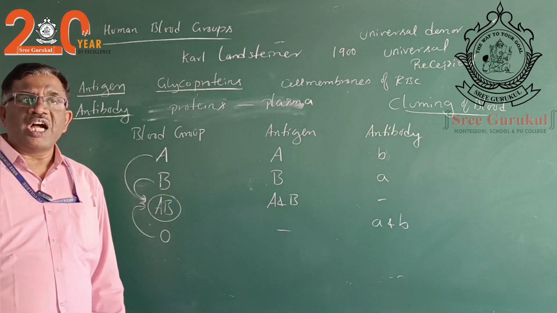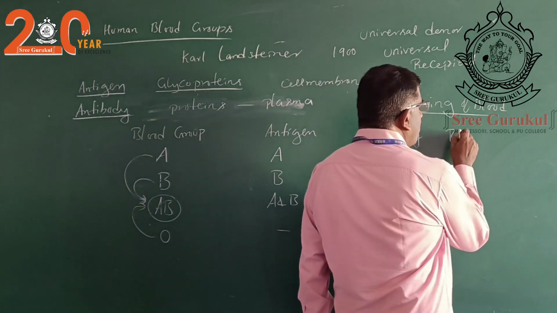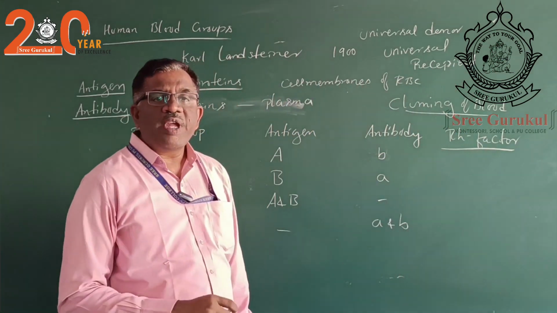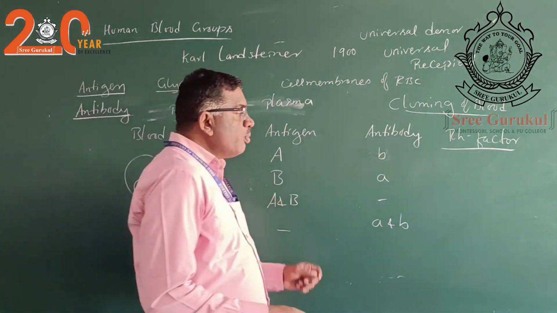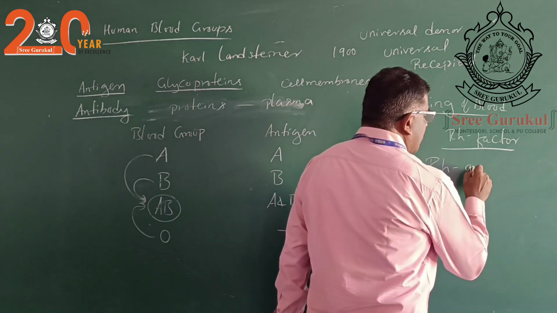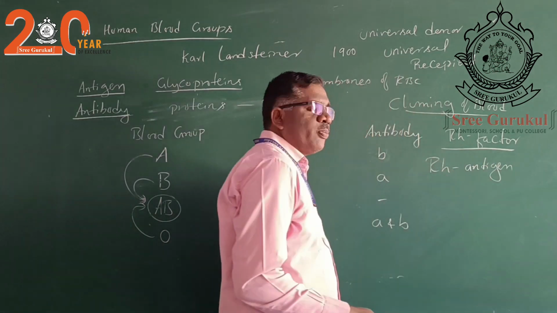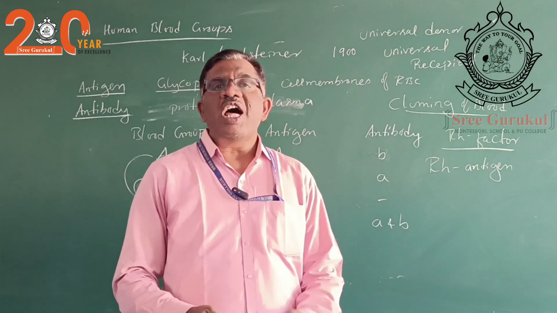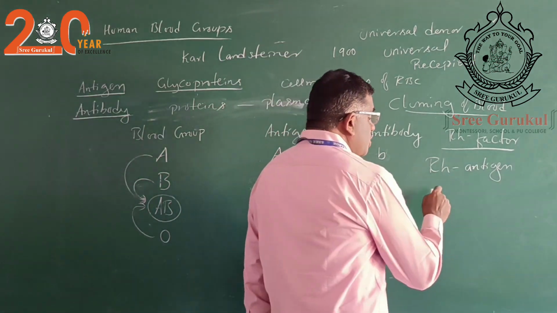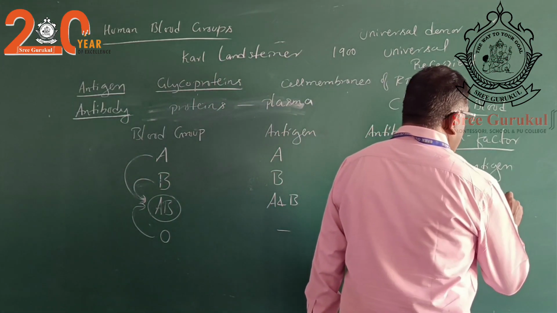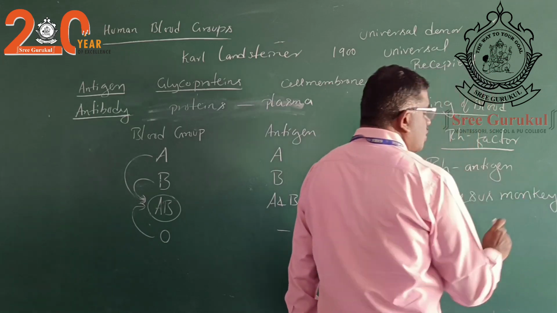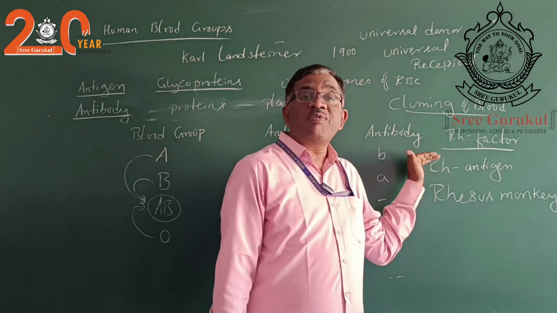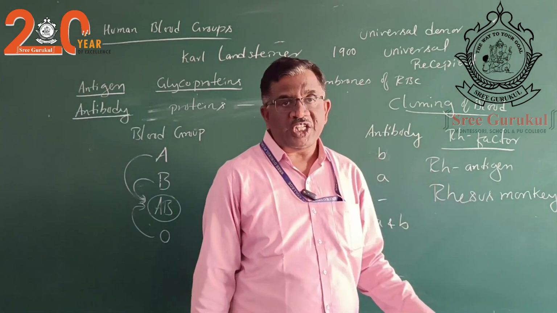Now we are going to discuss the RH factor. Along with A and B antigens, human RBC also possesses RH antigen. It was first discovered in a species of monkey called the rhesus monkey. Hence the name is derived from RH, which indicates the rhesus monkey.